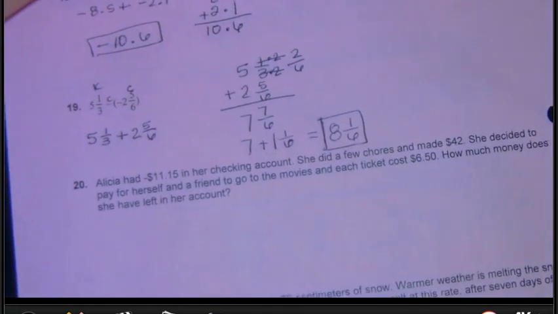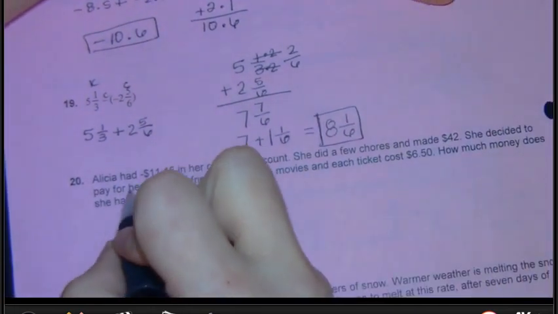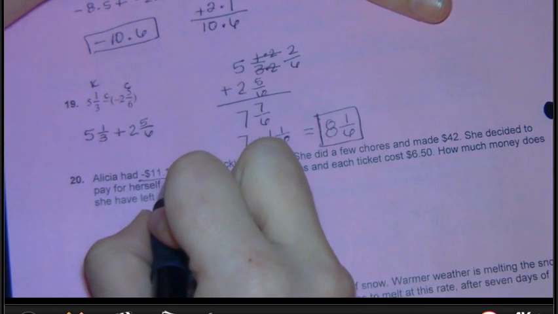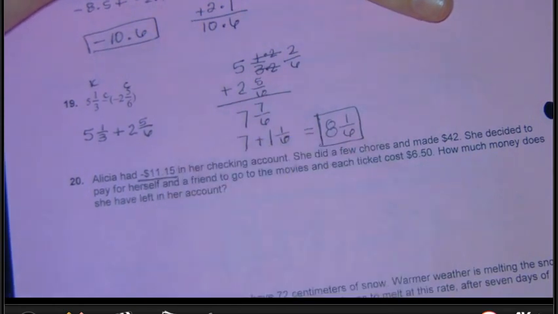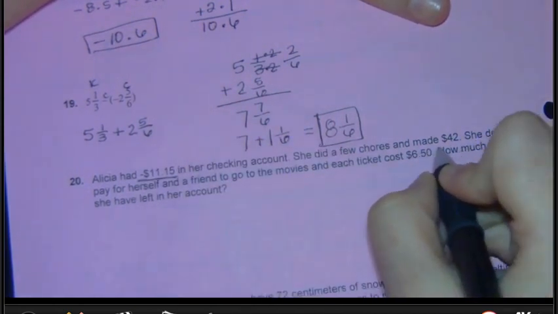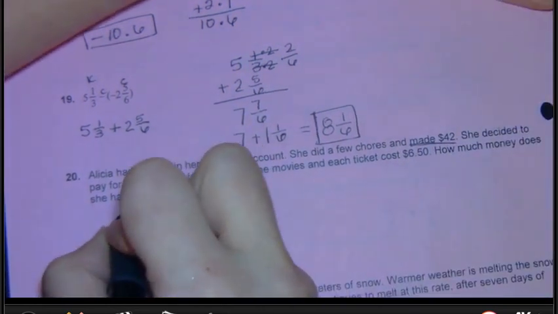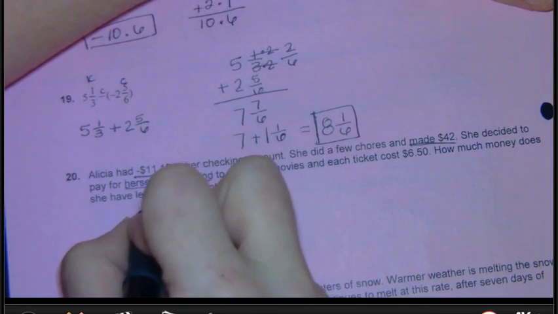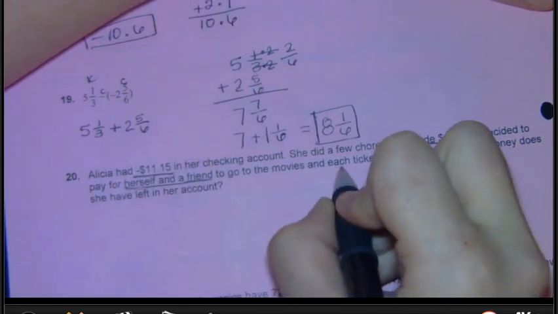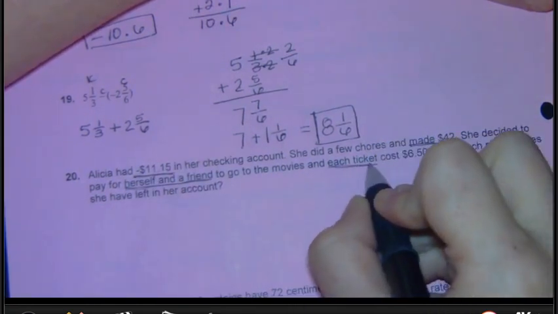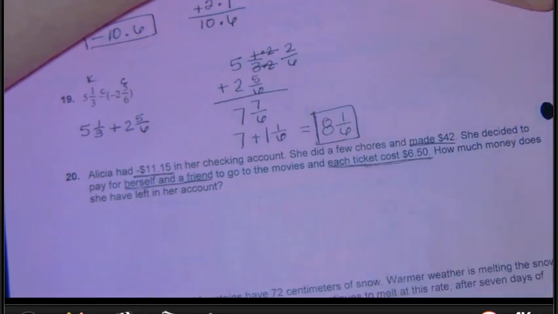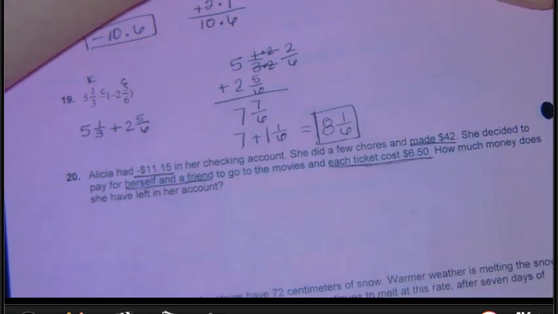All right, so we got some more problems going on. Alicia had negative $11.15 in her checking account. She did a few chores and made $42. She decided to pay for herself and a friend to go to the movies, and each ticket cost $6.50. How much money does she have left in her account?